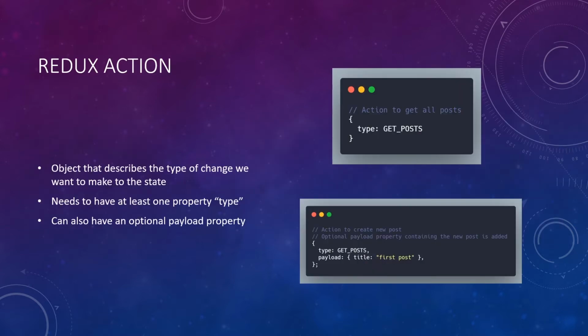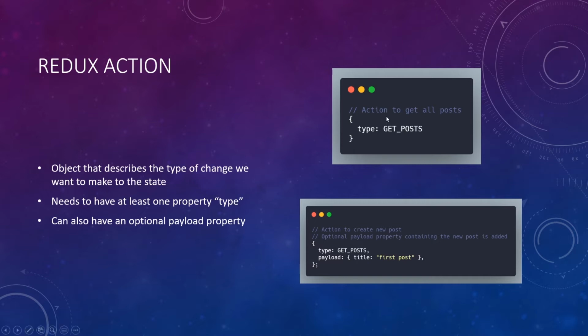Now let's do a quick deep dive into Redux actions. As I stated before, Redux actions are just objects, and there is no special magic behind an action. It is actually just a plain old JavaScript object. So this is an example of an action to get all posts. Each action must have at least one property, and that's the type property.